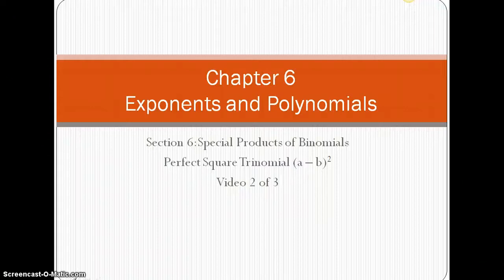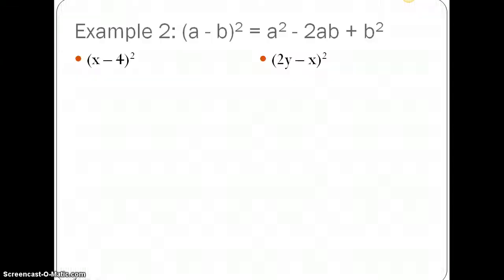So this is the second video on special products of binomials. Perfect square trinomial, specifically this one is with regards to a minus b squared instead of a plus b squared. So just like with a plus b, the formulas are very similar. For a plus b squared, you got a squared plus 2ab plus b squared.